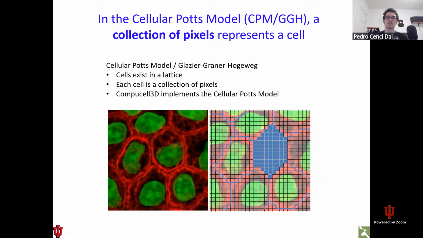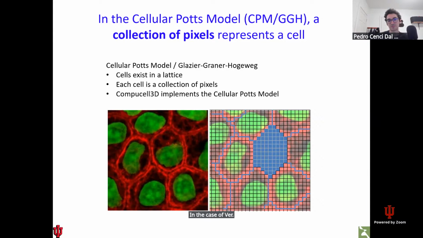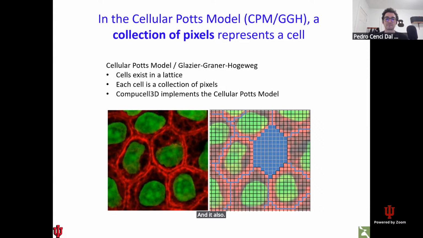So here your cell can have size because it's a collection of pixels. The size is discrete. In the case of vertex model, for example, the size is a continuous variable. Here it's a discrete variable. And it also has a shape that you can vary, as opposed to cellular automata.